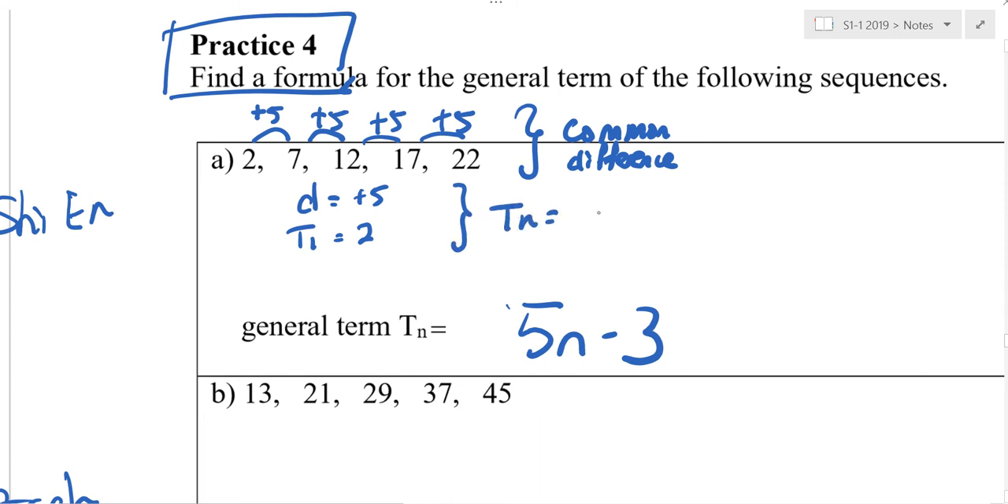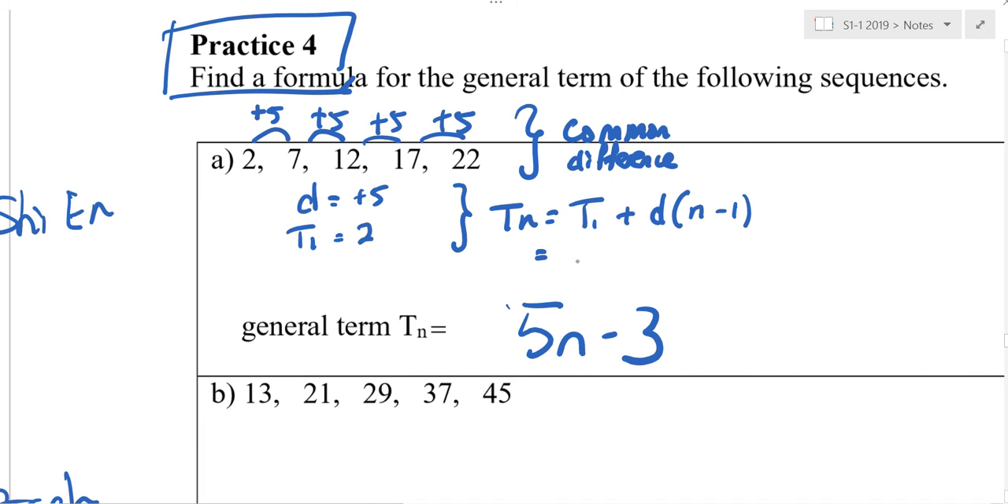Kylie, what is the formula that you use? Term n equals to what? Read out the formula first. T1 plus... no, I want the formula first. D bracket n minus 1.